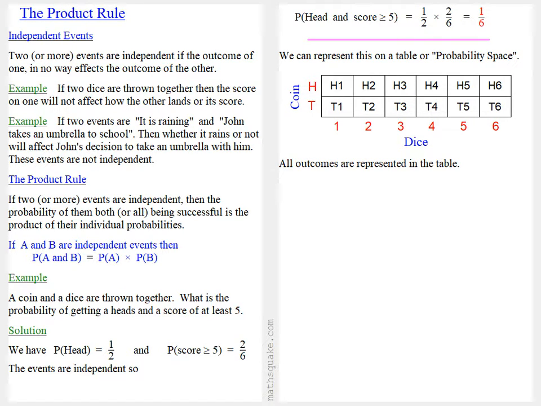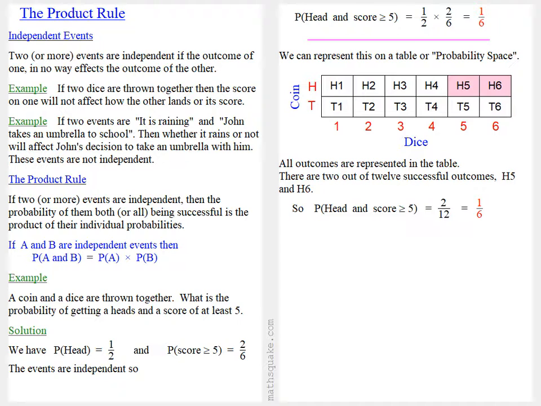Now all outcomes are represented in the table and they're all equally likely. There are 2 out of the 12 successful outcomes. That's heads 5 and heads 6. So the probability of getting a score of heads and a score greater or equal to 5 is 2 out of 12, which is 1/6.